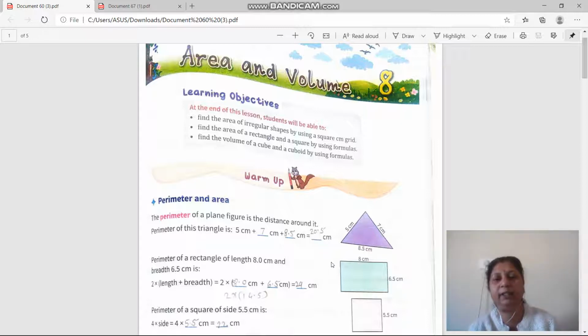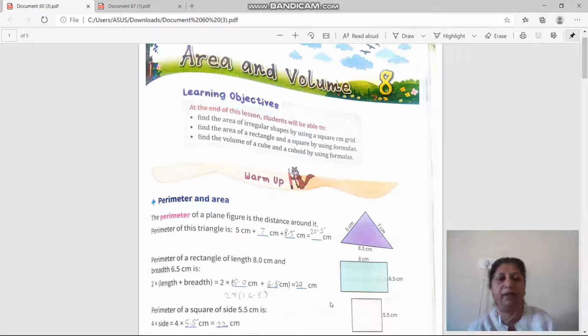Okay, if we are taking the perimeter of this diagram, so it is a rectangle, right? So in rectangle, opposite sides are equal. So if it is 8, then this side is also 8. It is 6.5, then it is also 6.5, right? So the perimeter of rectangle is equal to 2 multiplied by length plus breadth. Here 8 is the length and 6.5 is the breadth. So it is 2 multiplied by 8.0 plus 6.5. That is 14.5 multiplied by 2, we get 29 centimeter.